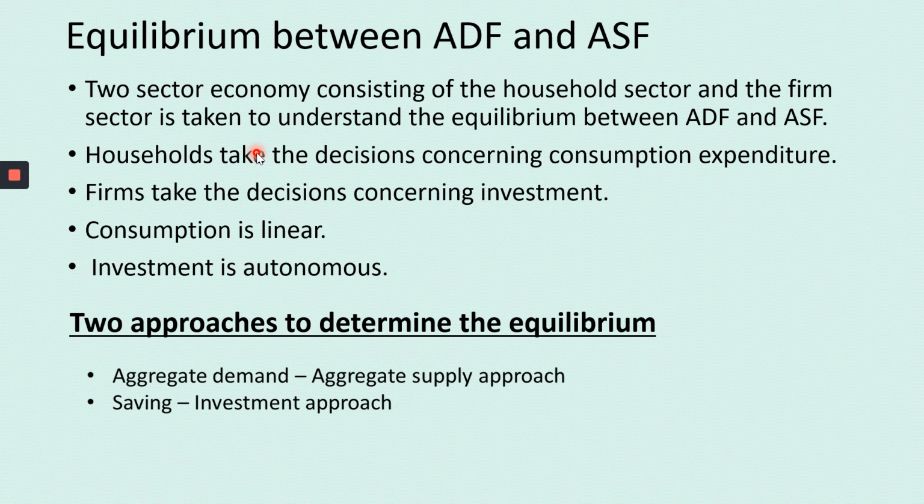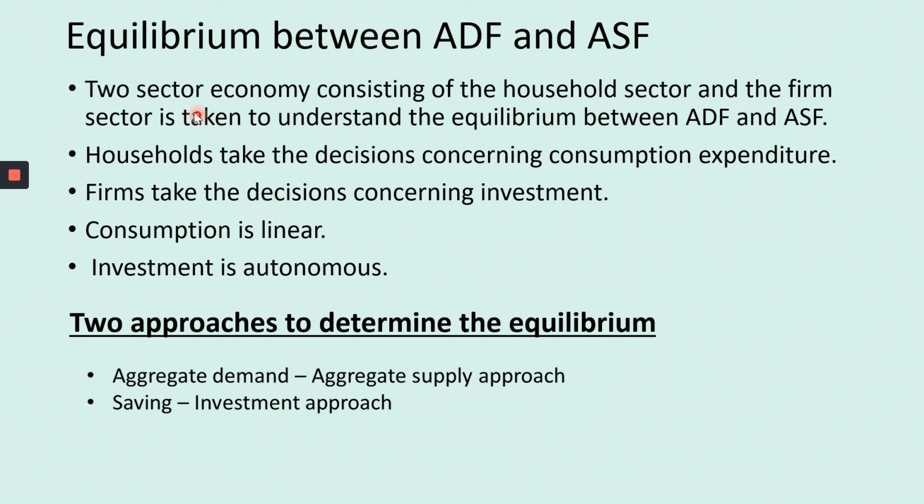There are two approaches for that. The first one is the aggregate demand, aggregate supply approach, and the other one is the saving investment approach. So to determine the equilibrium between ADF and ASF, there are two approaches. I think I am clear up to this point.